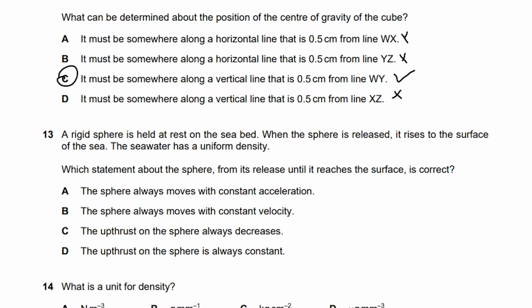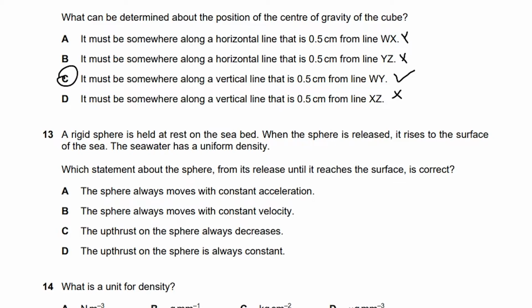Question 13. A rigid sphere is held at rest on the seabed. When the sphere is released, it rises to the surface of the sea. The seawater has a uniform density. Which statement about the sphere from its release until it reaches the surface is correct? The sphere always moves with constant acceleration. No, it does not always move with constant acceleration, because there are forces acting on it. The upthrust and the weight remain constant, but other forces are changing.